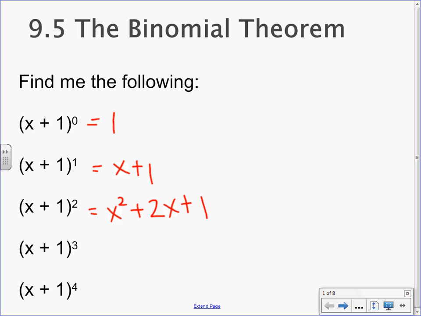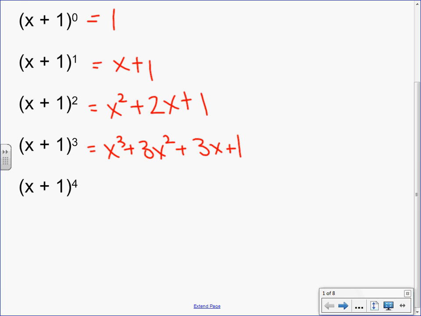Rachel. X cubed plus 3x squared plus 3x plus 1. Excellent. And let's see, Nick Bailey, x plus 1, the quantity to the fourth.